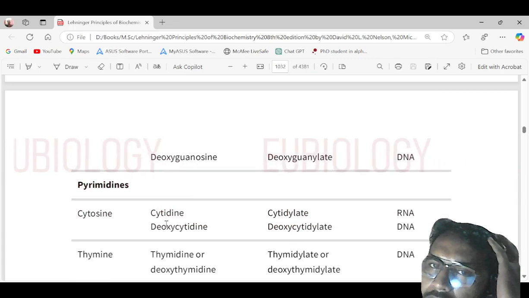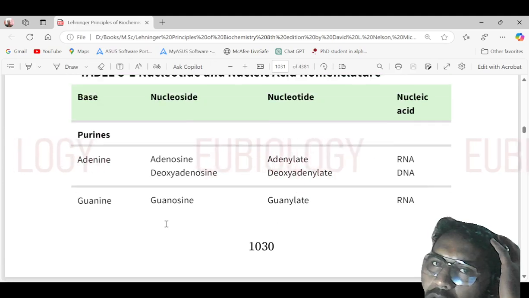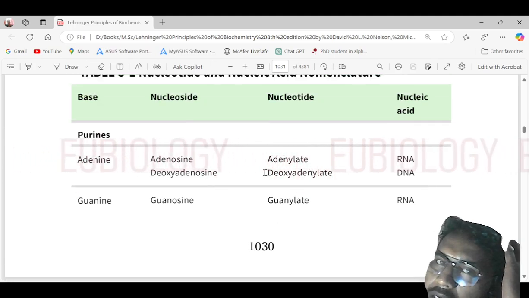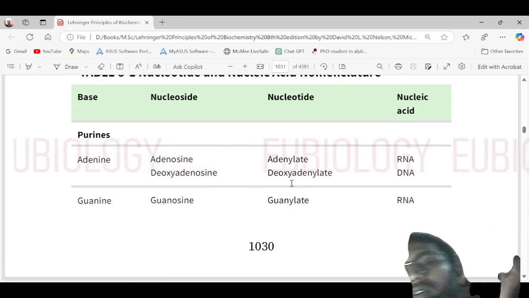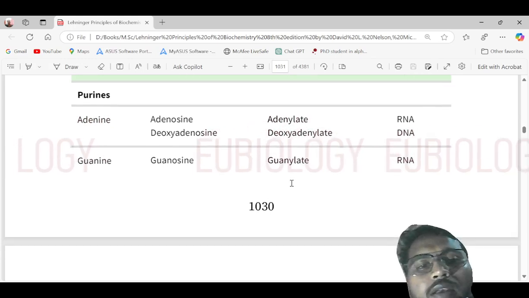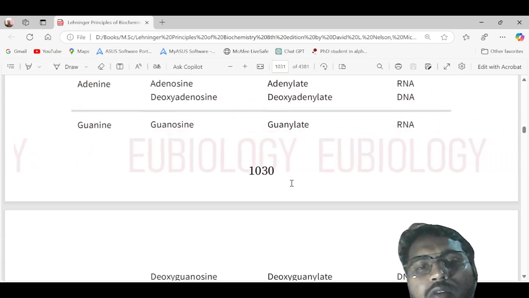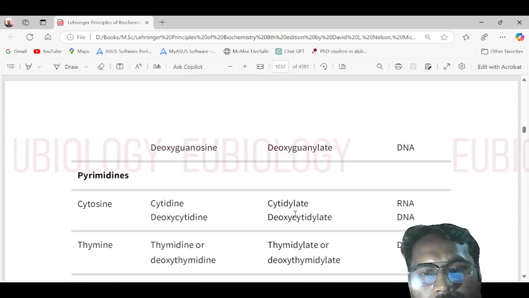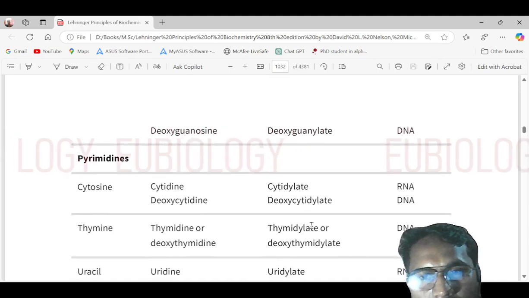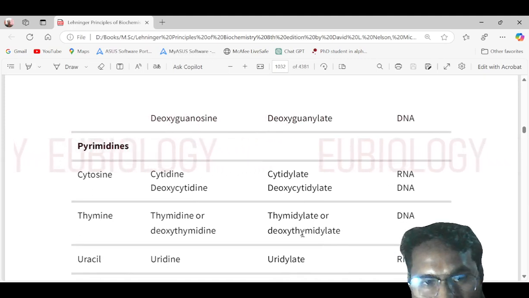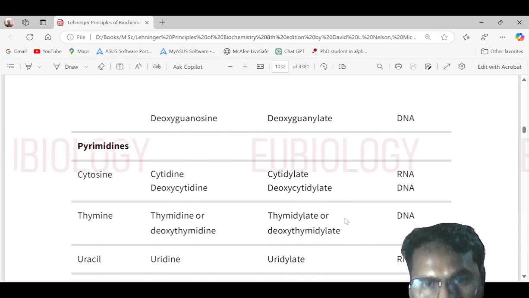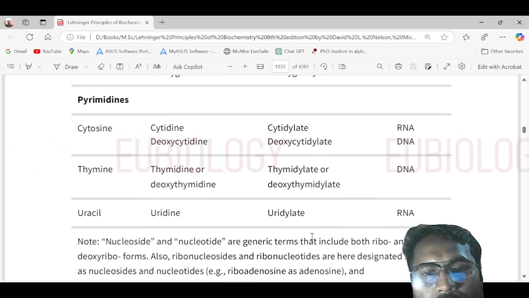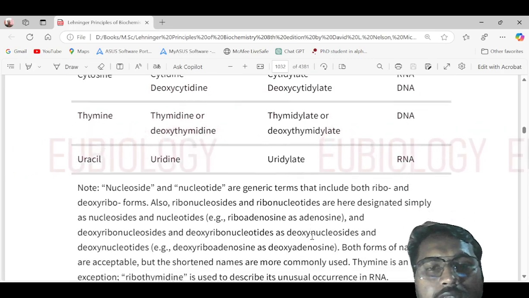So uridine is not present in DNA, so we use it for RNA only. Like that, if you see the nucleotide, adenine will be called adenylate in case of RNA, and in DNA it will be called deoxyadenylate. Same for guanine: guanylate, deoxyguanylate, cytidylate, and deoxycytidylate. Again, thymine is not present in RNA, so it is called thymidylate or deoxythymidylate. And uracil is called uridylate.